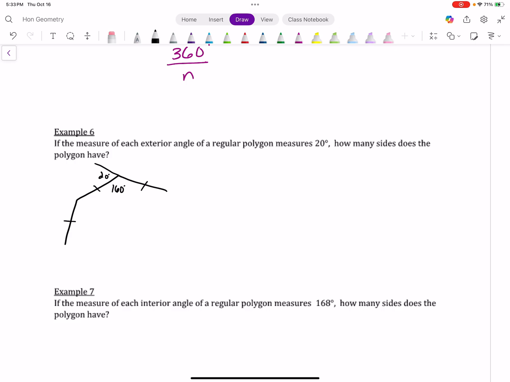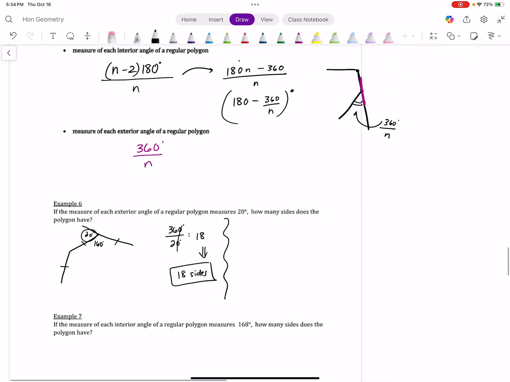Okay, well, here are the 2 ways you could do it. Here's the fast way. I know that there's 360 degrees getting divided up 20 degrees at a time. So there's going to be 18 of those, which implies that there are 18 sides. Okay, that's personally what I would do. Some people would use this formula and say, okay, that's the measure of 1. I know that equals 20.